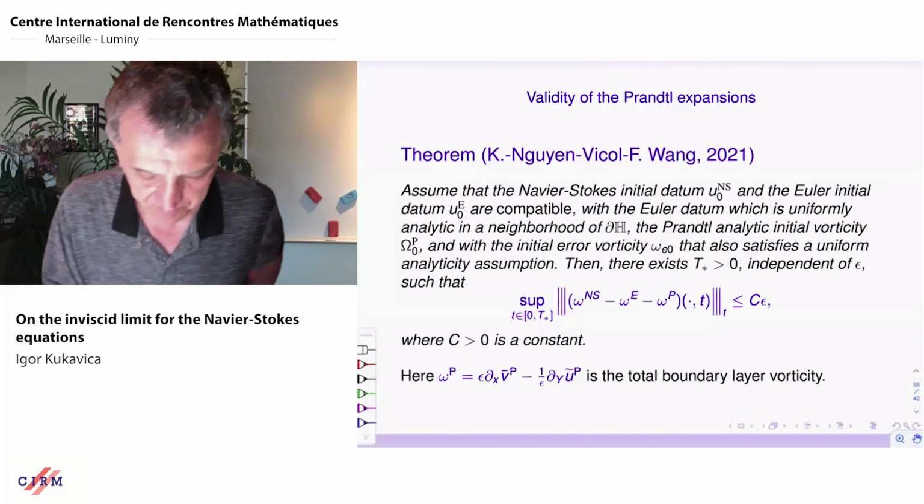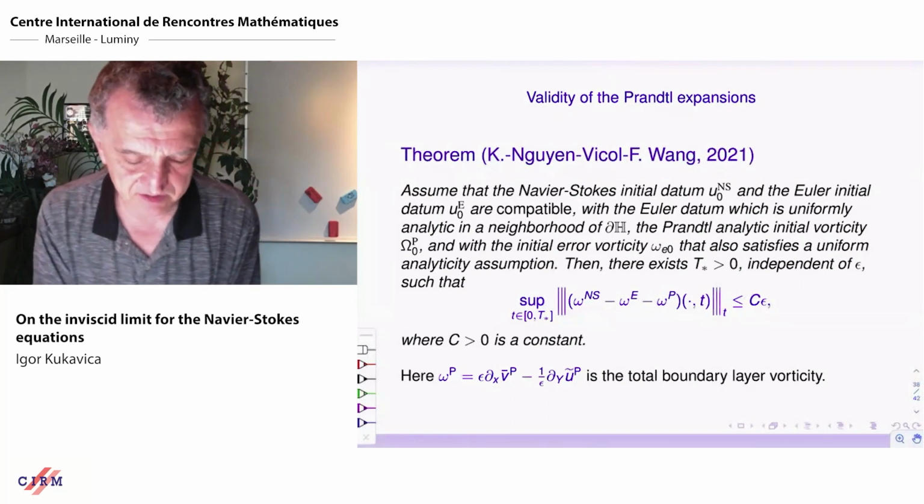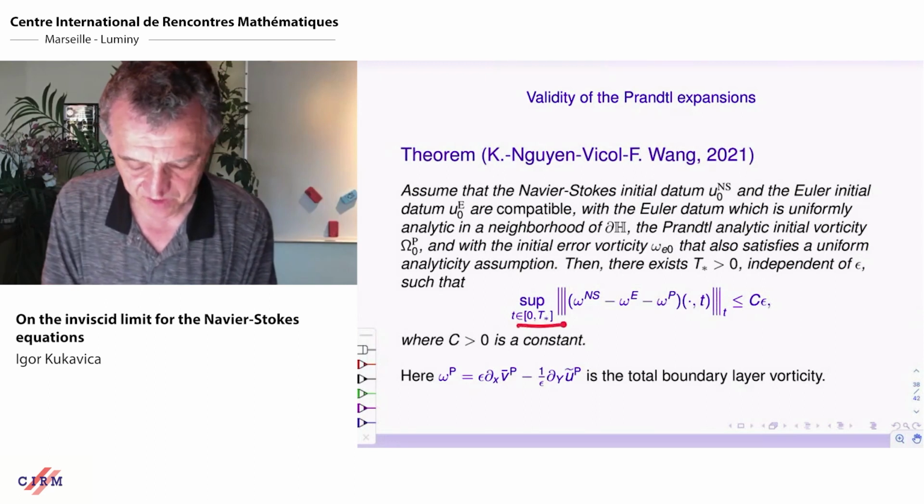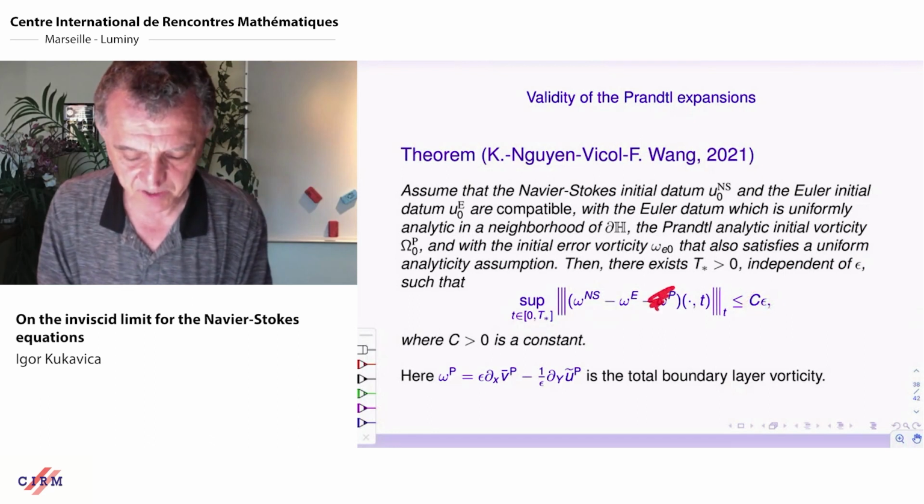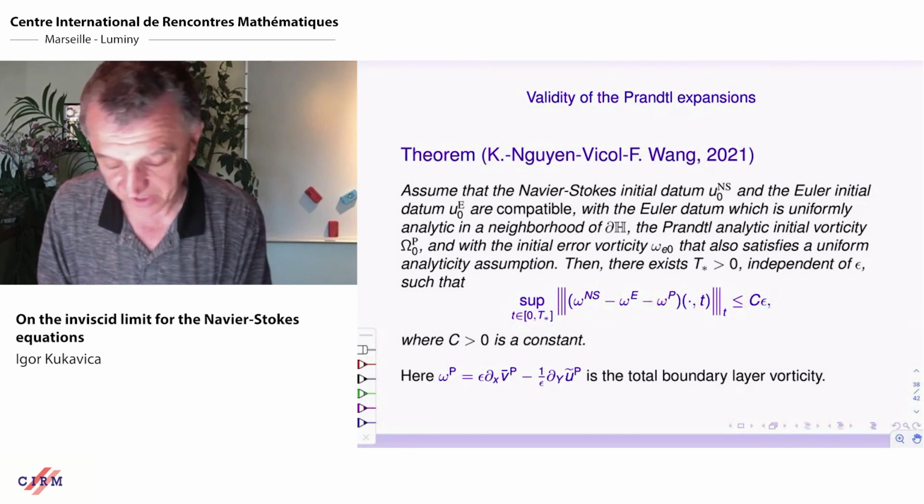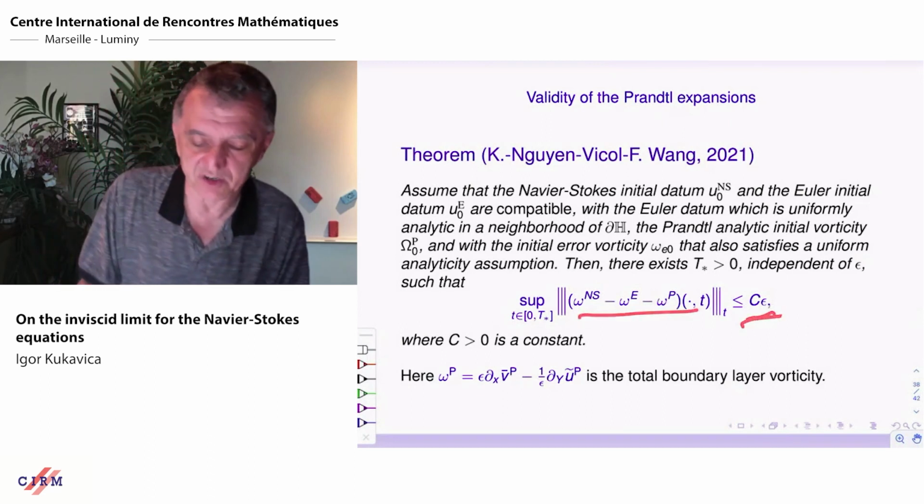But the result with Vlad and Fei and Trinh Nguyen is that actually the parental expansion holds with the rate C epsilon. So without the parental expansion, you get rate epsilon to the half, and then the parental expansion actually increases the rate.